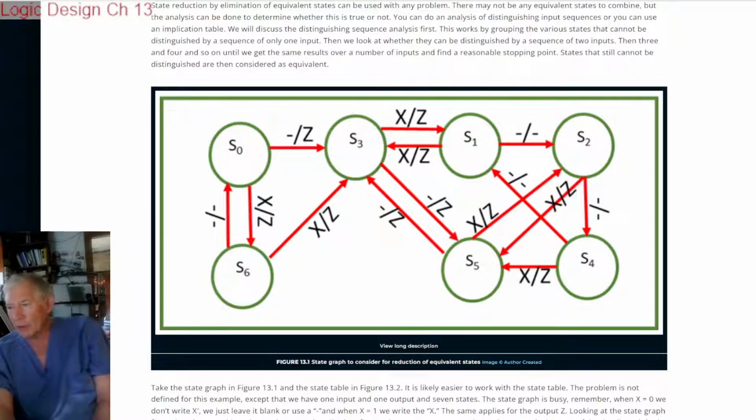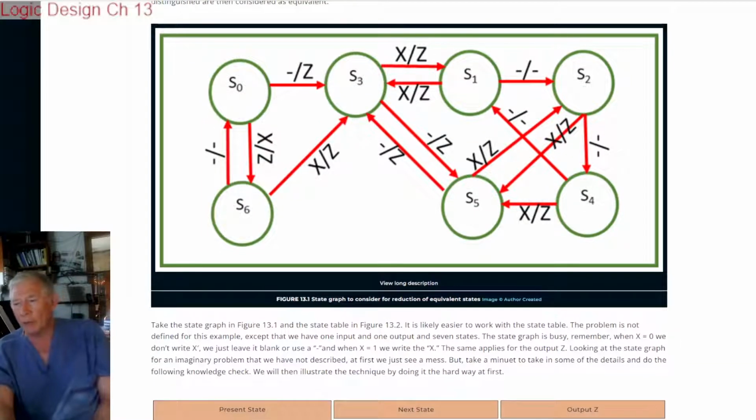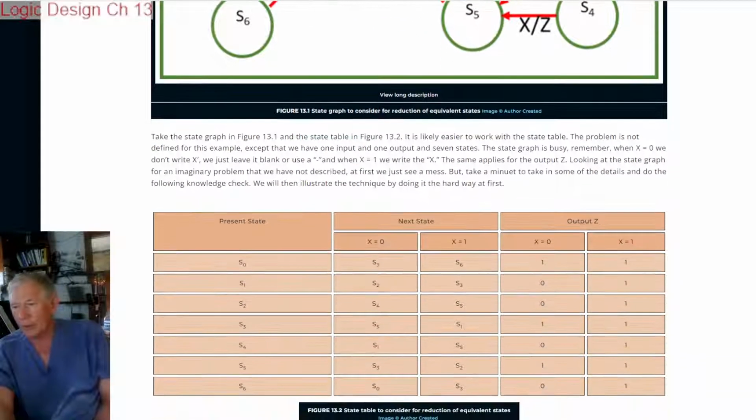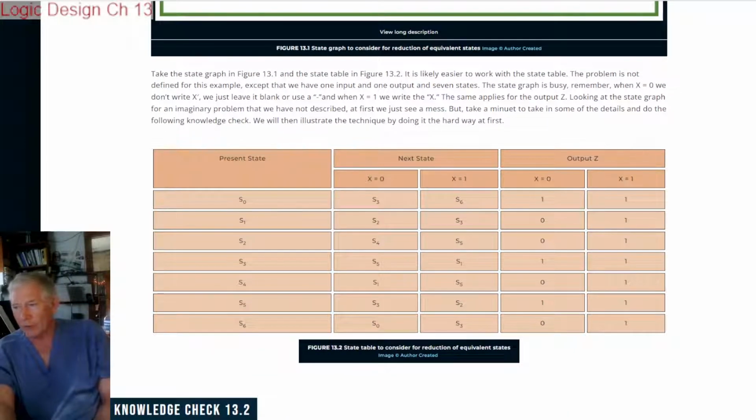So I think we covered everything now. I don't know if we covered S4 or not. If we're in S4, we go here on a 0 and output a 0, and go here on a 1 and output a 1. Okay, so that's the problem. Now, we're not really explaining what this problem does. That's just the state graph. And then here's the state table.